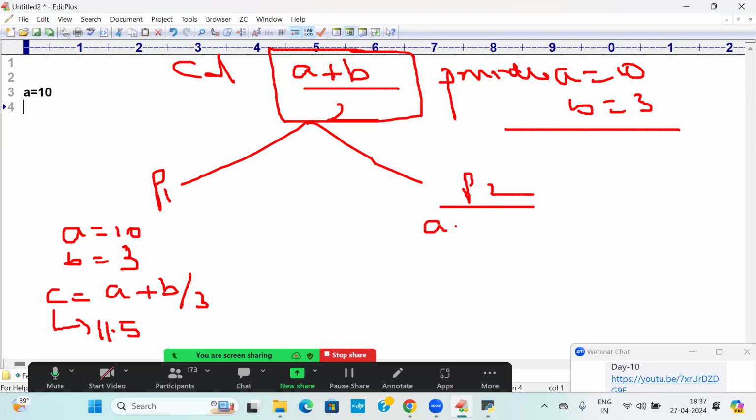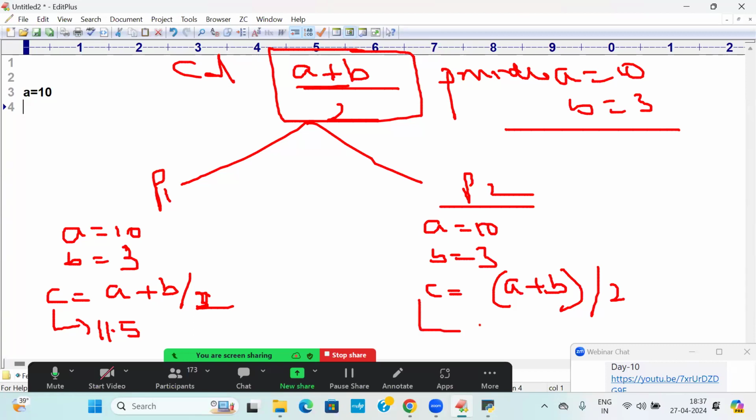Another person is doing A is equal to 10, B is equal to 3, C is equal to A plus B by 2. This indicates that the total A plus B is to be done first, later it is divided by 2. What is the answer of C now? It is going to be 6.5. Are you following me?